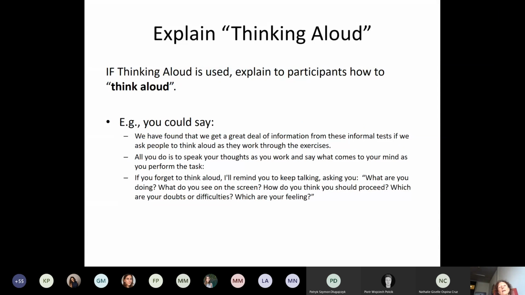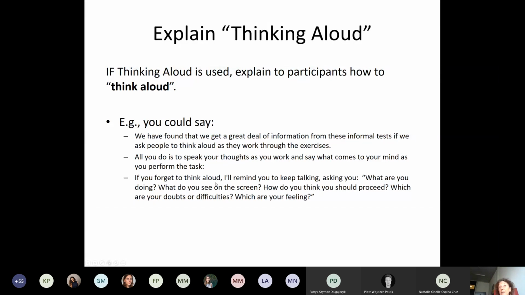It's also important when you do thinking aloud to explain what thinking aloud is to the user. Not just, okay, say whatever you want. It should be a bit more precise. For example, all you do is speak your thoughts as you work and say what comes to your mind as you perform the task.